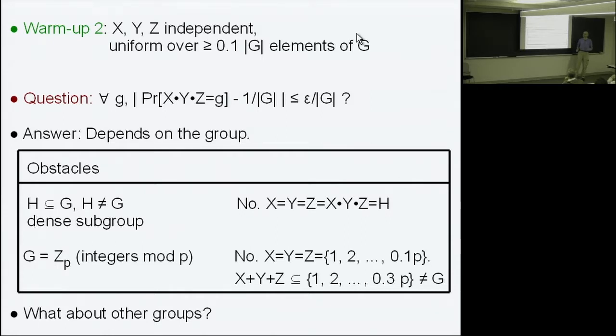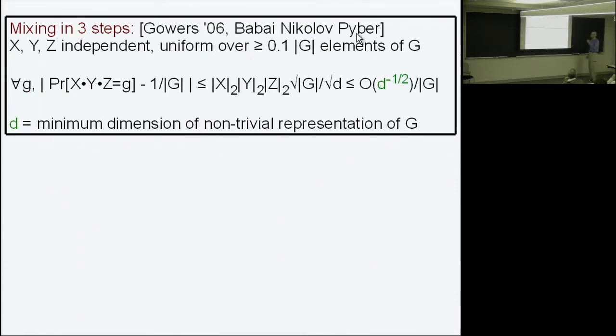Okay, so these are two obstacles, and you can ask, what about other groups? And remarkably, for other groups, the answer is yes. So there is this result in a paper by Gowers on quasi-random groups, and there is also a paper in the computer science literature by Babai and Nikolov, in which they prove essentially the same thing. They prove that if you have three distributions X, Y, Z which are independent and each of them has high entropy, then when you multiply them, you get an error which can be expressed in terms of the auxiliary distributions, which I don't care about.